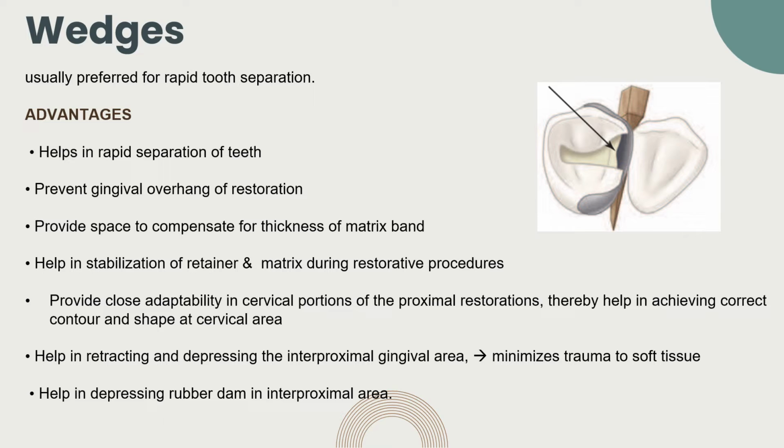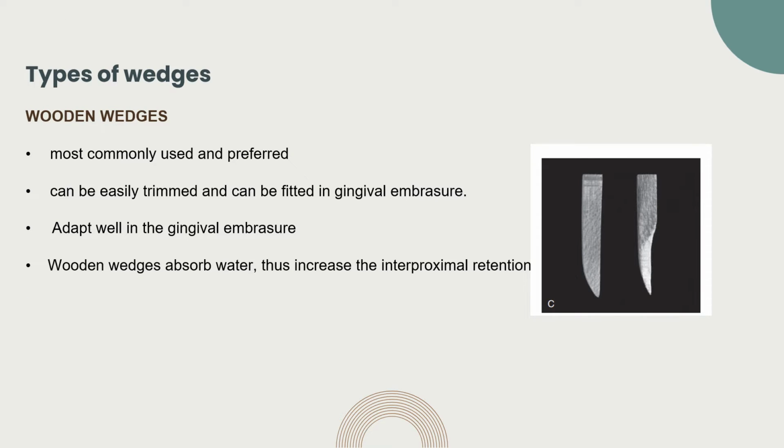They help in retracting and depressing the interproximal gingival area, thus minimizing the trauma to the soft tissues. They also help in depressing the rubber dam in the interproximal area. So coming to the various types of wedges, the wooden wedge is the commonly used and the preferred one as it can be easily trimmed and fitted in the gingival embrasure. It also adapts well in the gingival embrasure. In addition, they absorb water, which increases the interproximal retention.